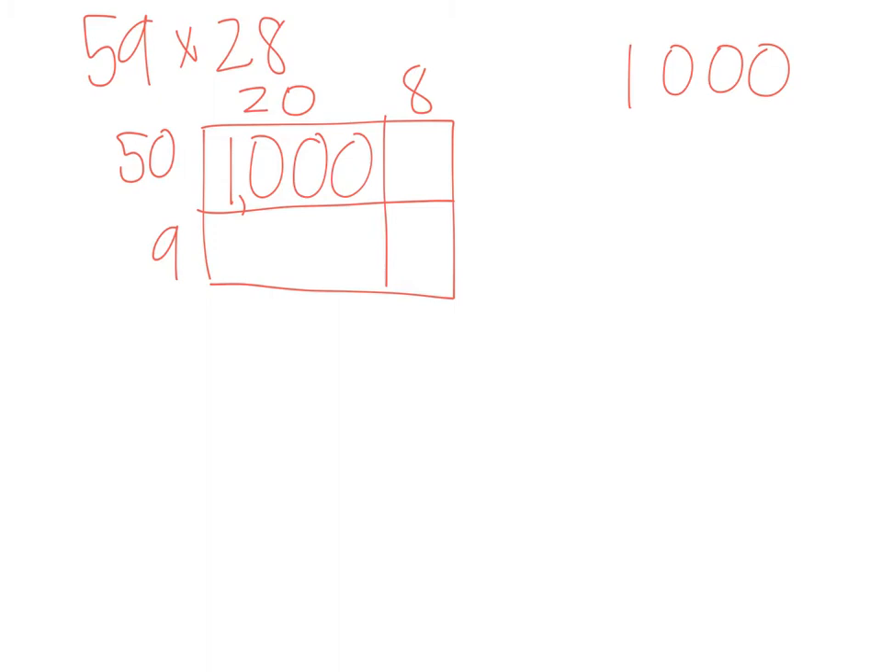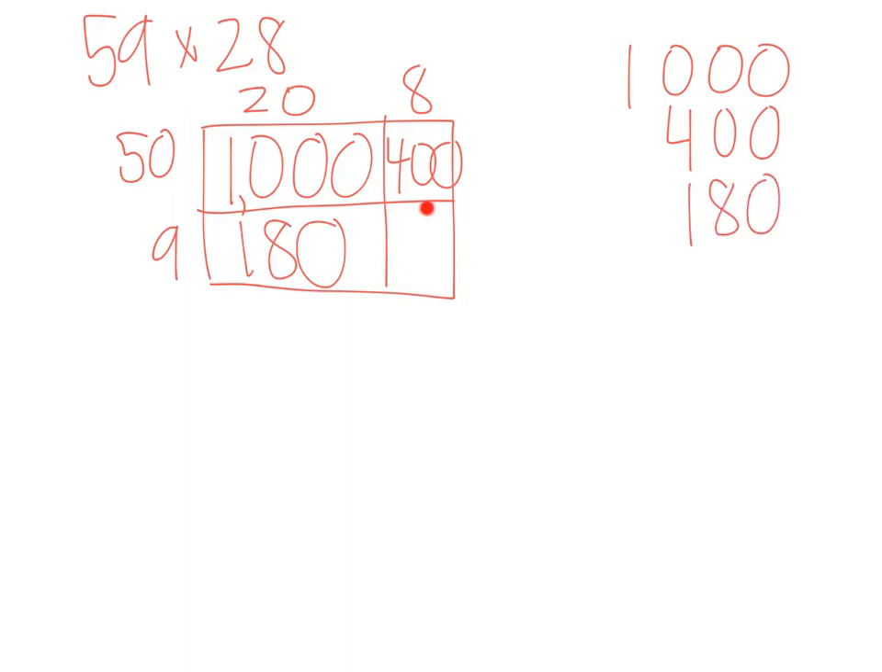Okay. Now let's look at this one. How are we going to solve this one? 50 times 8. So what is that really? We're going to do 5 times 8, 40. So 400. But then we need to add that other 0. So I'm going to put 400 over here. 9 times 2. Okay. And then Seth, for right here, you said 9 times 2 is 18. And then what do we do with that extra 0? We put it down at the end. So 180.